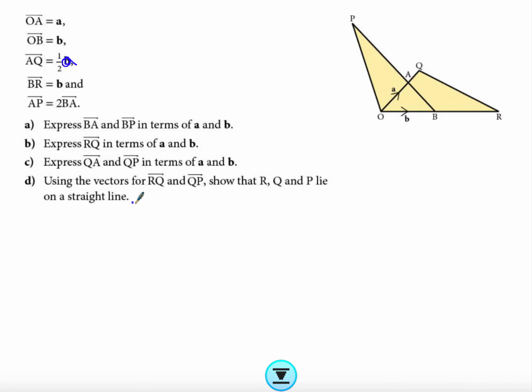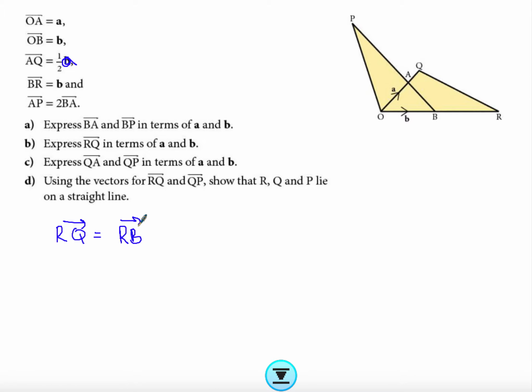So RQ is basically going from R to Q. Let's use the available positions that we have. So I could go R to B, B to A, to Q. That's a possible direction. I could go R to O and then O to Q as well. That's another possible direction.